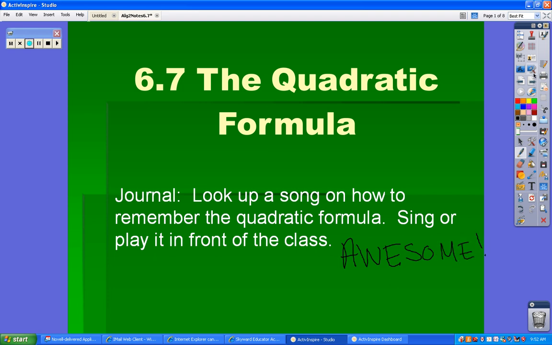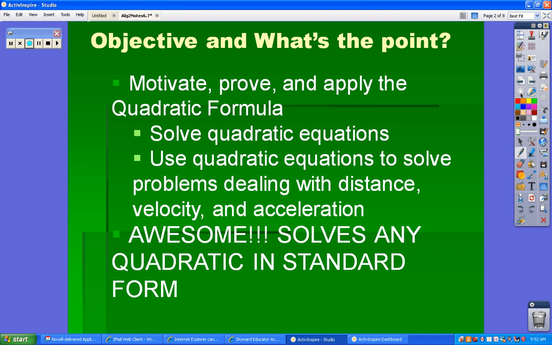Alright, moving right along here. What is the point? We are going to motivate, prove, and apply the quadratic formula, and we are going to solve quadratic equations. And this is just awesome in every way. I just love the quadratic formula. It's a way that always works, although I will be surprised when some kids use the quadratic formula when they could factor things. But it always works, so it's nice to be able to solve any quadratic.